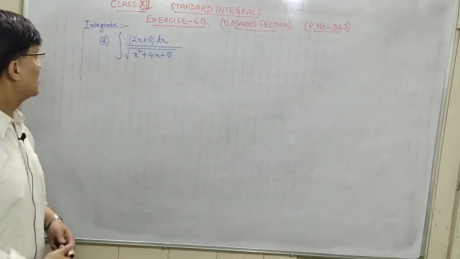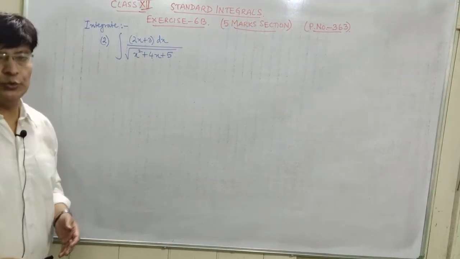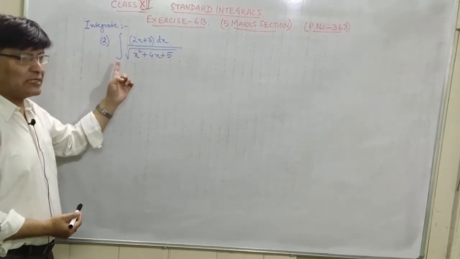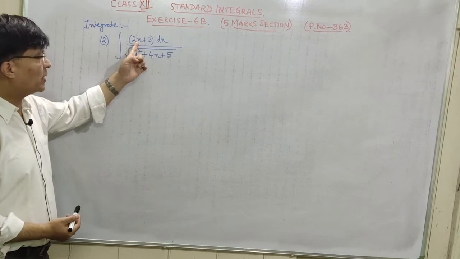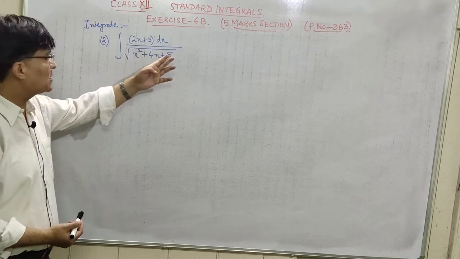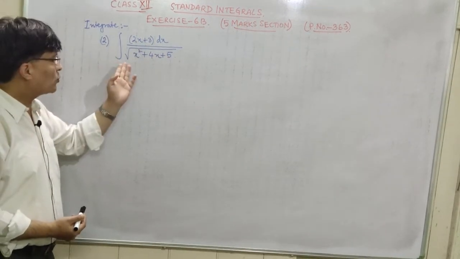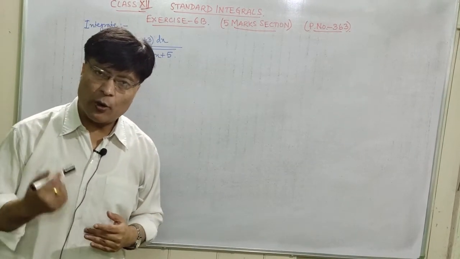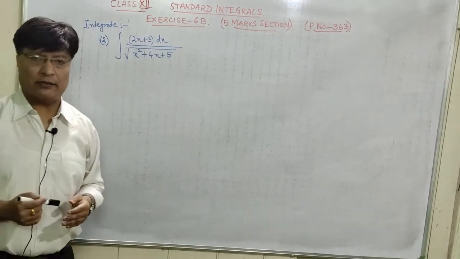So now we'll do the next question, that is question number 2 from 5 mark section. The question here is integral sign, in the numerator we have 2x plus 3 dx divided by, within square root, x square plus 4x plus 5. So how will you integrate this integral?